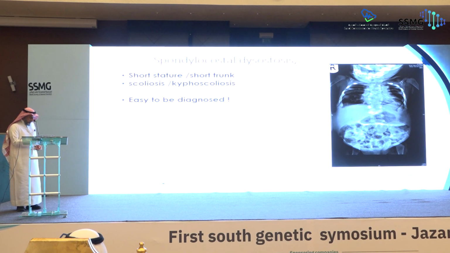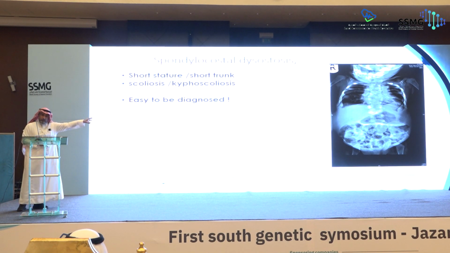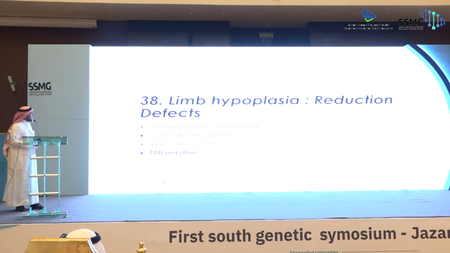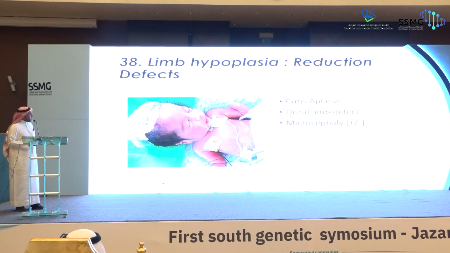Again, this is an X-ray that shows the vertebral segmentation, short trunk and short stature. So this is spondylocostal dysostosis. Easy to diagnose, should not be missed. Those patients most of the time don't go for operations or have surgical complications. So this is a very interesting case that I think everybody should see.